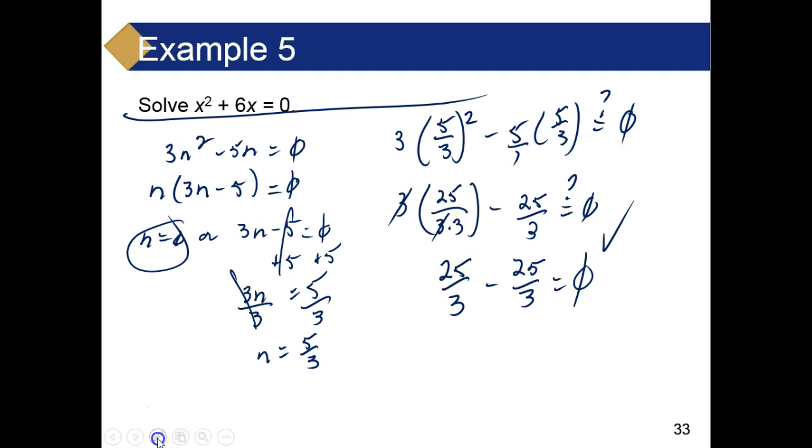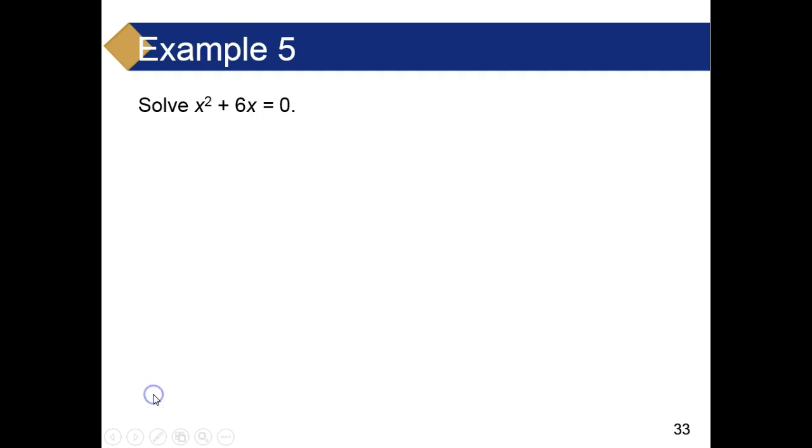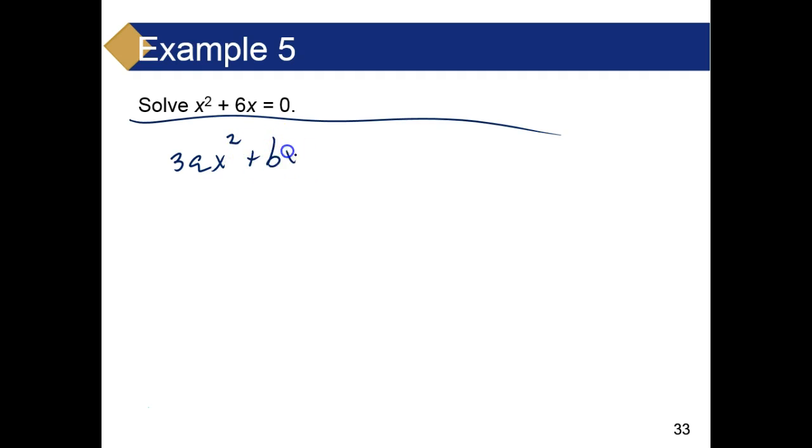Okay, let's go to example 11. This is another strange one, isn't it? We love strange ones. That's why you signed up for me. No, I didn't. Here we have 3ax squared plus bx is equal to 0. And it says solve this for x.